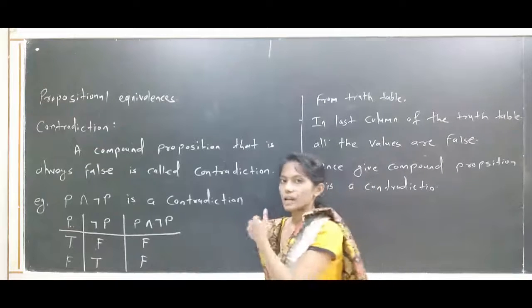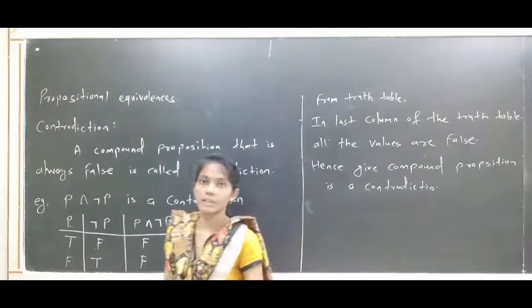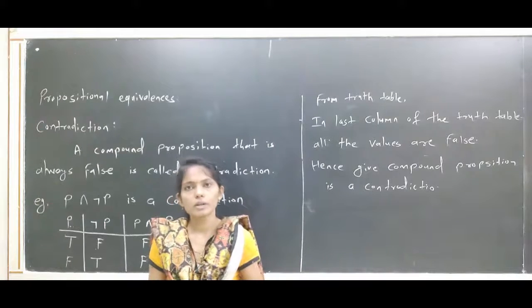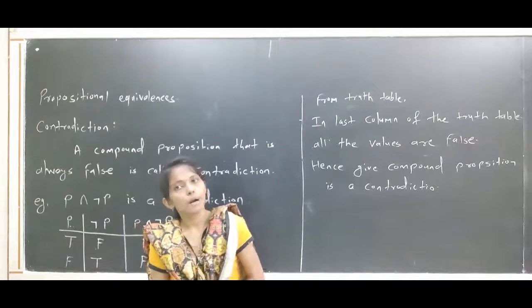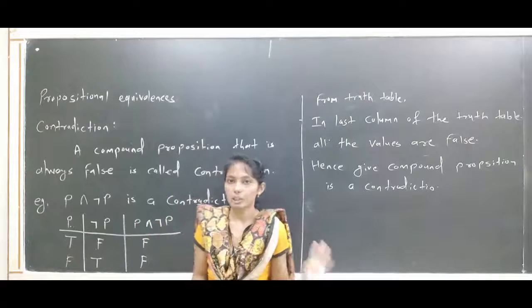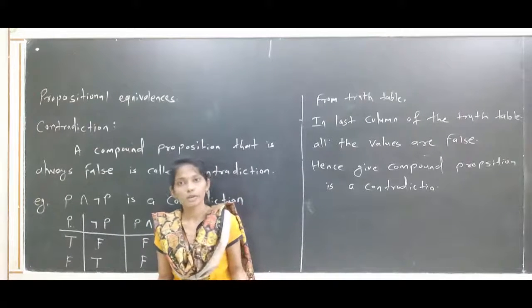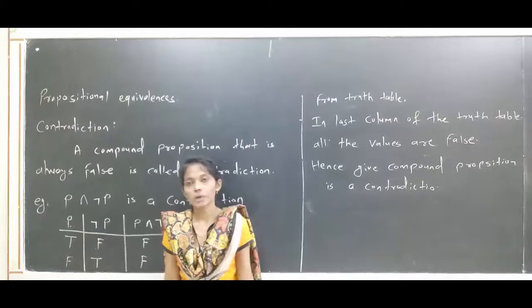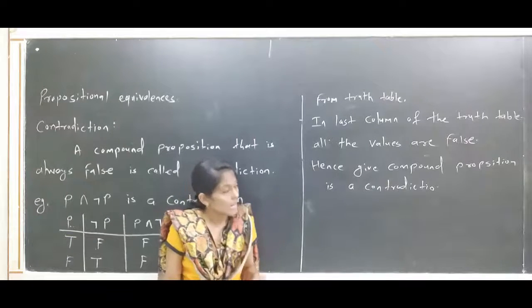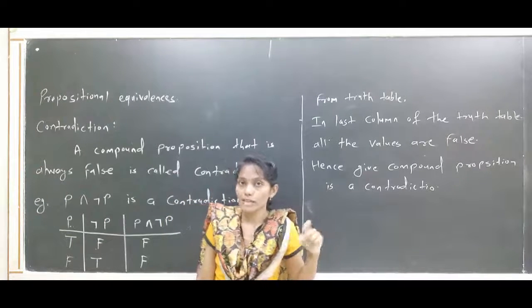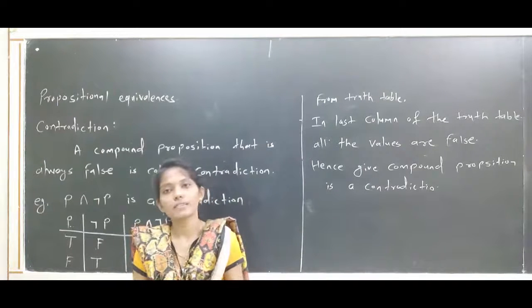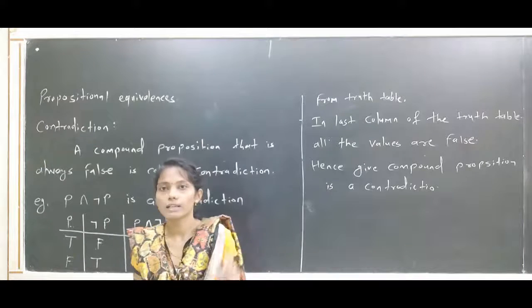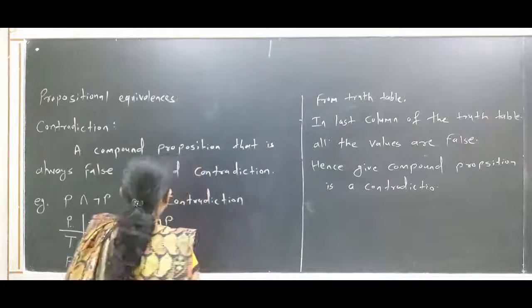Get it? Now next point, contingency. So what is meant by contingency? A compound proposition that is neither a tautology nor a contradiction is called a contingency. That means in the last column both values are mixed, that is true as well as false. Then we say that the given compound proposition is a contingency. Okay, so take the definition.